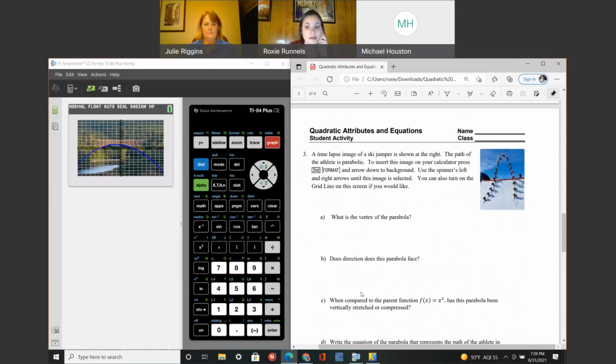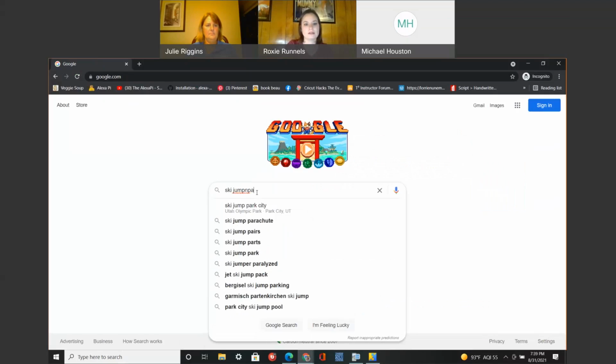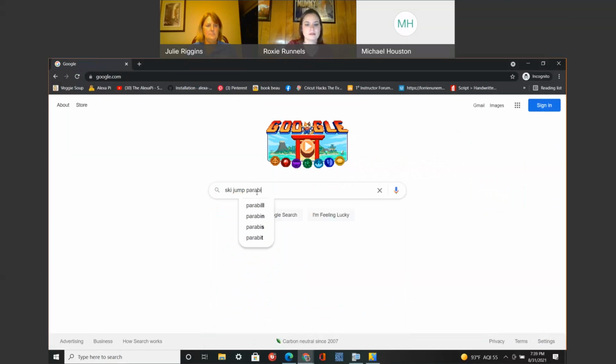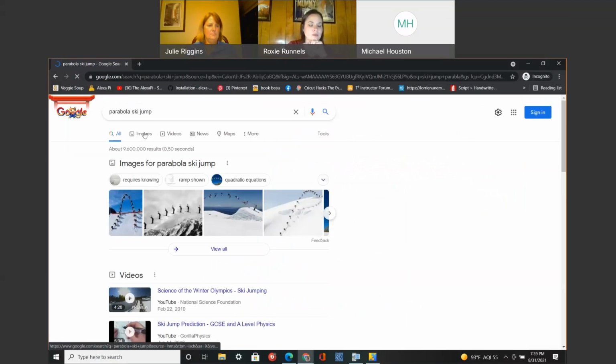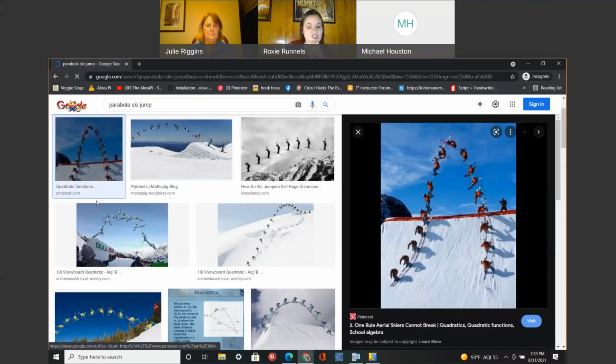And I actually did a Google image search, and I'm going to show you. It was the very first search. I came to Google and I said ski jump parabola. There we go, parabola ski jump. And then when I went to images, that was the very first image that I found, and I saved that image and uploaded it. I'm going to share with you guys how to do that also for the TI-84.